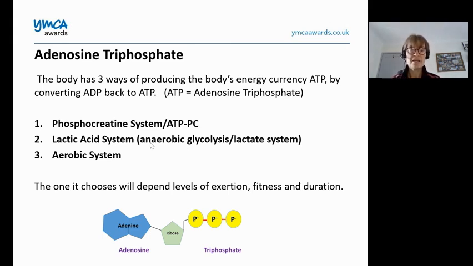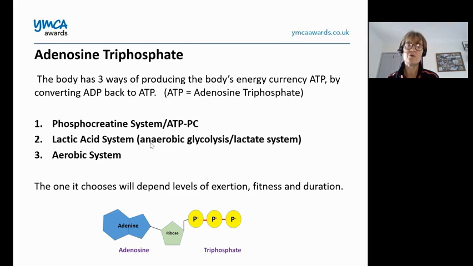The first one is the phosphocreatine system, otherwise known as the ATP-PC. Sometimes you see it written as ATP-CP, phosphocreatine or creatine phosphate. It can be either way around, but it's the same thing. The second system is your lactic acid system, otherwise known as anaerobic glycolysis. It's anaerobic, happens without oxygen, or just a lactate system. And the third one is the aerobic system. That's going to be with oxygen.